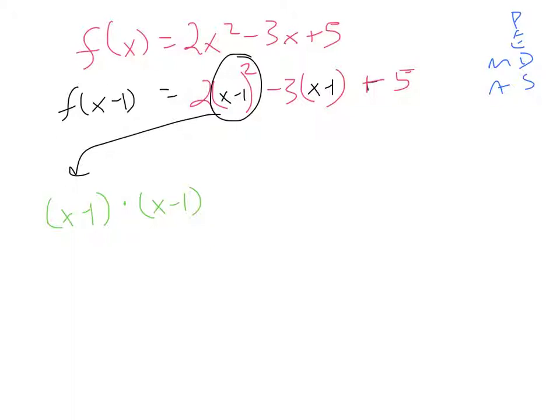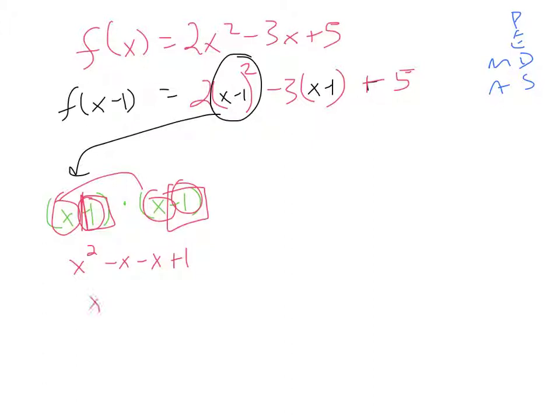Okay. And you've learned how to FOIL at this point, haven't you? Yeah. So what do I do to FOIL it? Front. Front, x times x is? X squared. Okay. And outside. Outside, so I get x times negative 1 is? Negative 1x. Negative x, yep. And then inside. Inside, negative 1 times x is? Negative x. And then? Last. Negative 1 times negative 1 is? 1. Positive 1. Yeah, you're good.